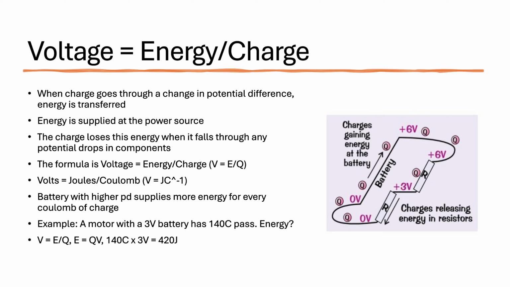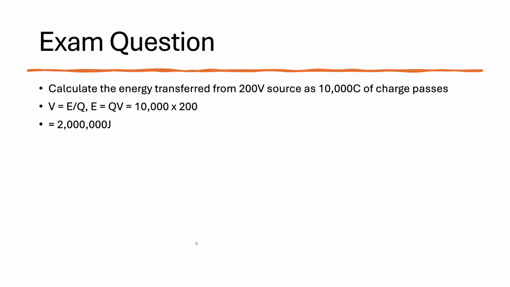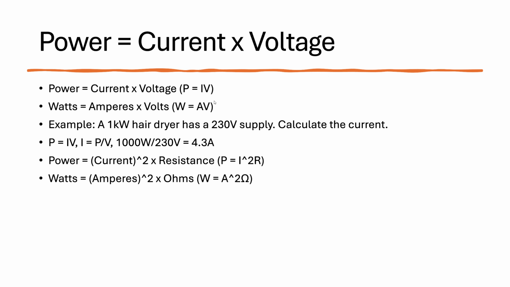So a battery with a higher potential difference applies more energy for every coulomb of charge. So let's say you've got a 3-volt battery and 140 coulombs passes. The energy is going to be E equals QV, so 140 coulombs times 3 volts equals 420 joules. Another sort of exam question, 200 volts, 10,000 coulombs. So that means we're going to use E equals QV again. So 10,000 times 200, that equals 2 million joules of energy transferred.